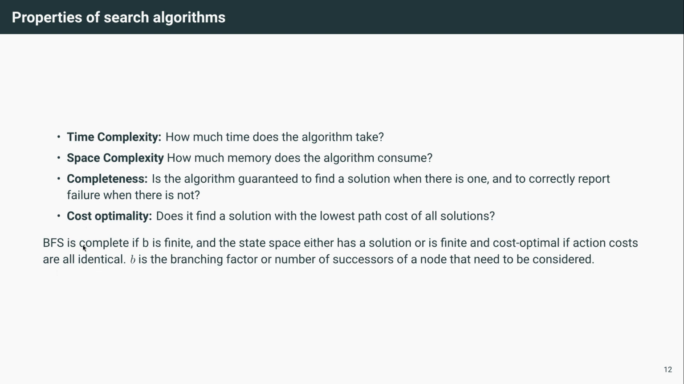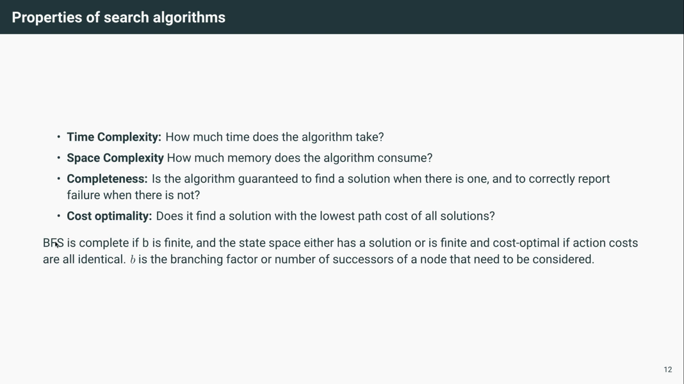So for undirected graphs where the action costs are all identical, BFS is complete. Even for directed graphs, BFS is complete, but for weighted graphs, where the weights would most probably be different, BFS will not remain cost optimal. Now b is called the branching factor, or the number of successors of a node that need to be considered. So these four are the properties of a search algorithm.